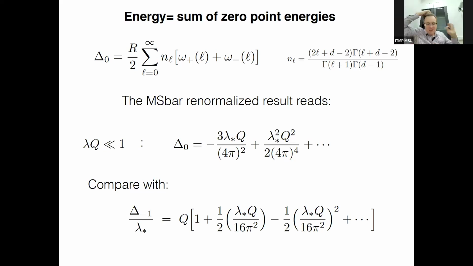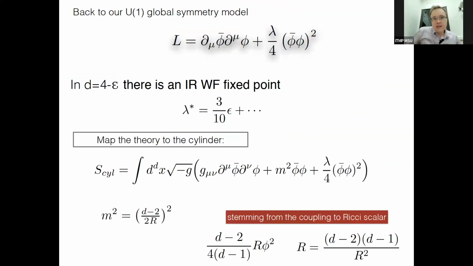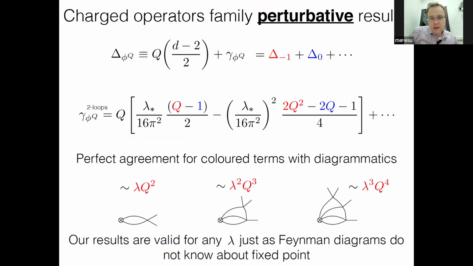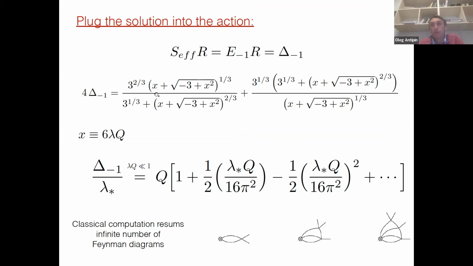Okay, thank you. Last short question: when you restore the loop result, like we discussed now, you re-expand your answer in lambda, right? In lambda. So everything that you can obtain this way is a polynomial in Q. Polynomials in Q, exactly.